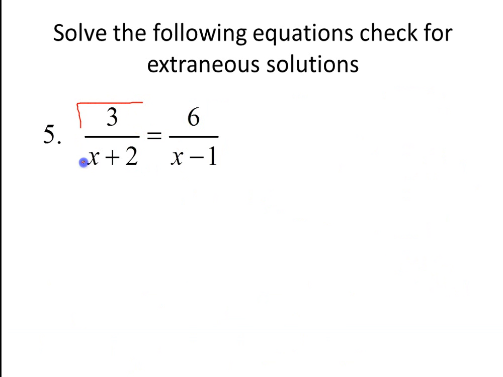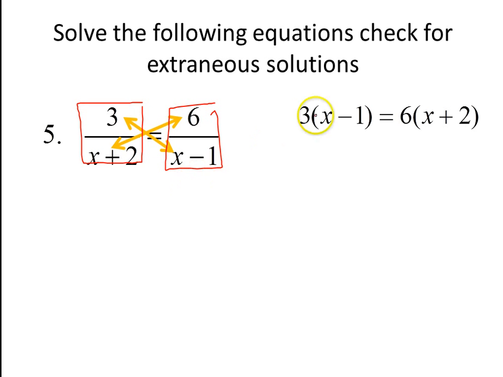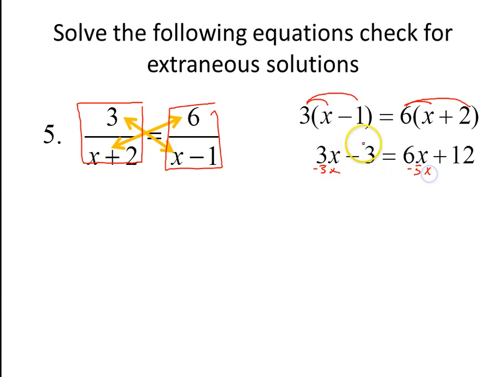Okay, 1 fraction equals 1 fraction. Don't factor. Don't worry about anything. 1 fraction equals 1 fraction. Cross multiply. So 3 times x minus 1, 6 times x plus 2. So what does that give us? 3x minus 3, 6x plus 12. Got a 3x and a 6x, so I'm going to move my 3x. And if I move my 3x to the right, my 12 needs to move to the left. So I'm going to do that at the same time. I'm going to subtract my 12. So that gives me negative 15 equals 3x.